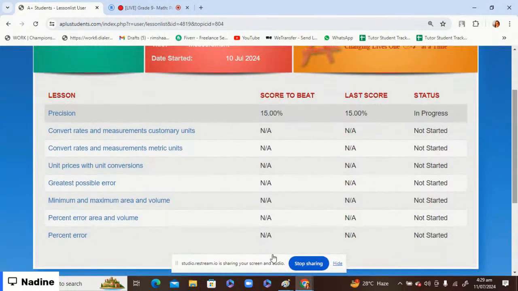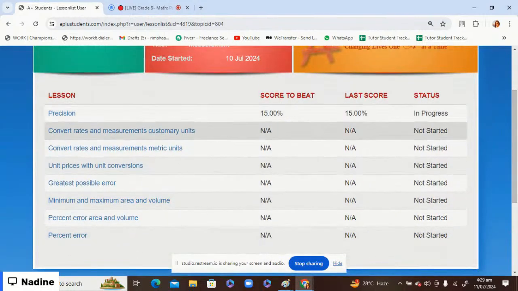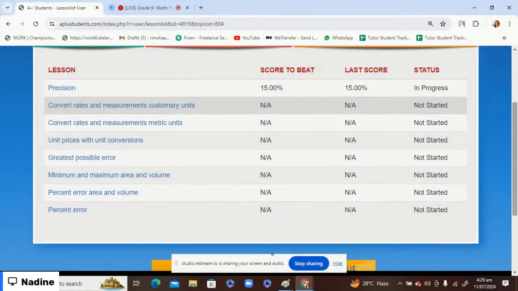Okay, convert rates and measurements, customary units.